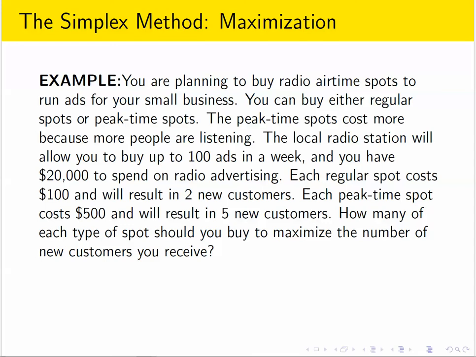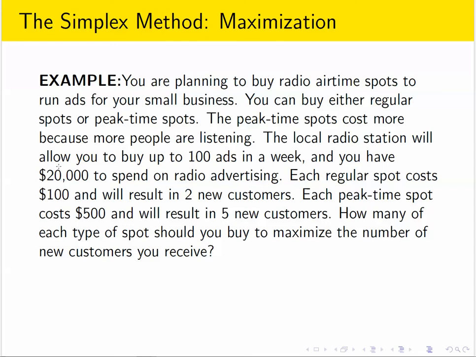Now, each regular spot costs $100 and will result in 2 new customers for our business. This is an estimate. And then each peak time spot costs more, costs $500, and it will result in 5 new customers. So the question is, given the constraints on the number of ads we can buy and the amount of money we have to spend, how many of each type of spot should you buy to maximize the number of new customers?